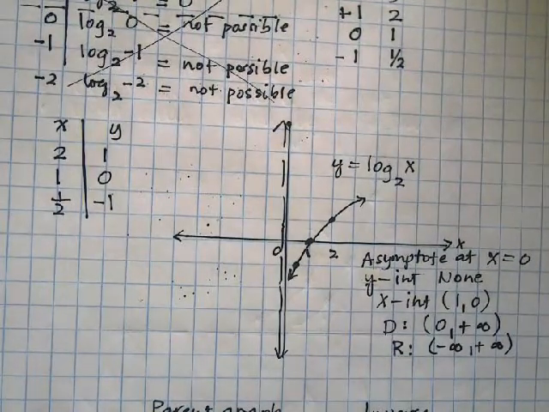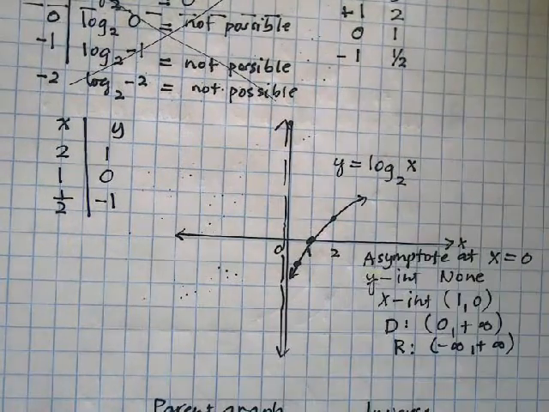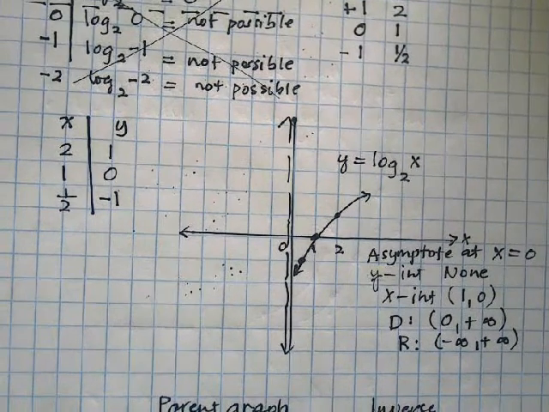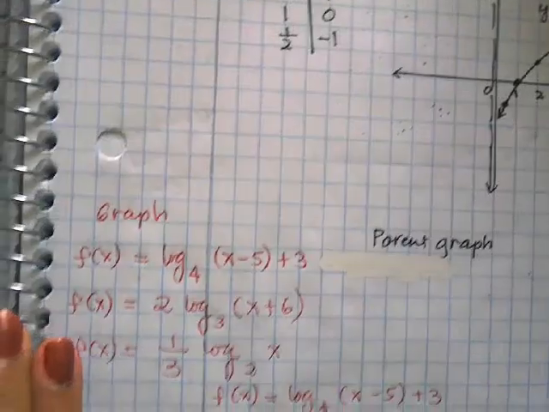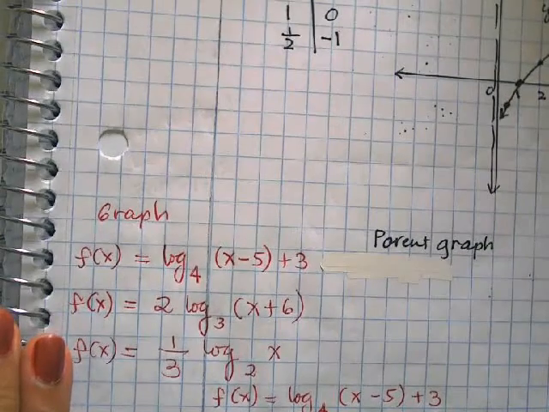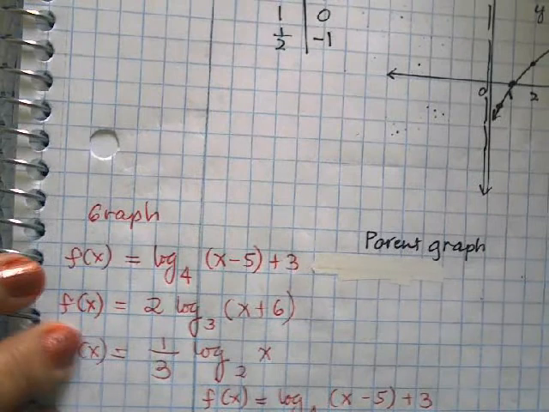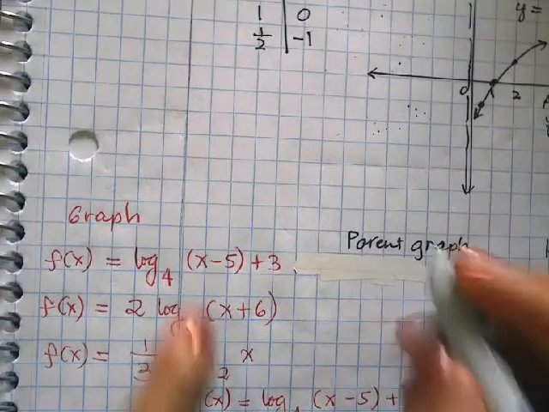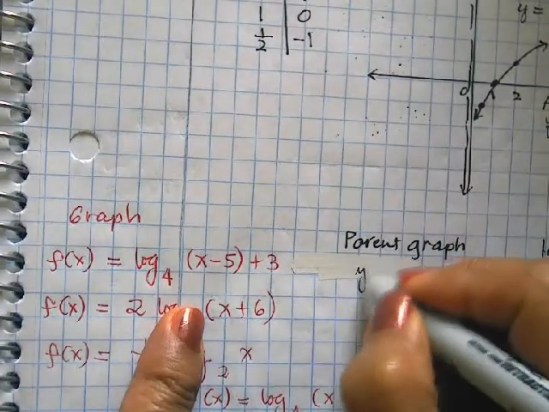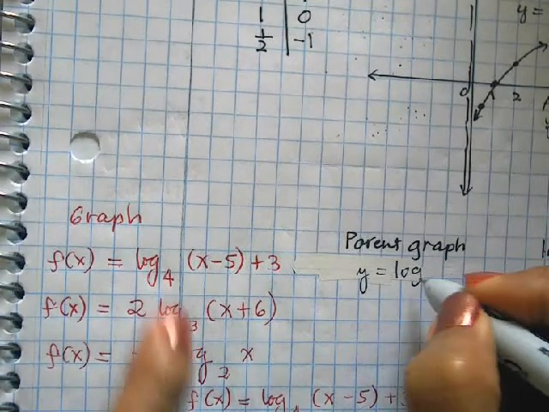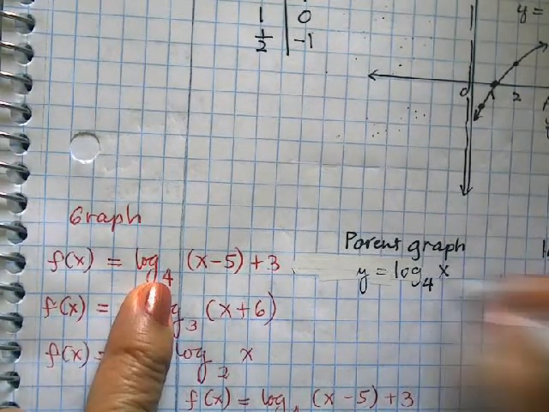Okay, and then of course, like I said, we can transform this depending on the given. So I'm giving you 3 examples here. Let us graph each one of these. Let's just start with the parent graph. The parent graph of the first one is y equals log base 4 of x.